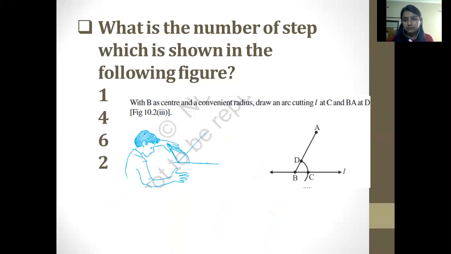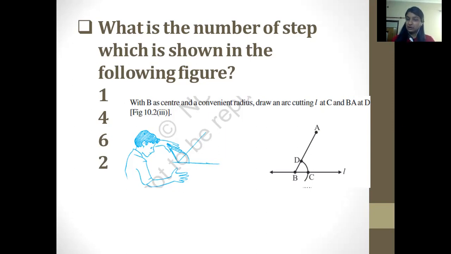First of all, we did construction of triangles in our previous class, where we constructed the triangle with various methods, including a method with the help of a compass and ruler. This is what the question is asking: which step is this where we constructed it? I'm giving you a few seconds to think about it.